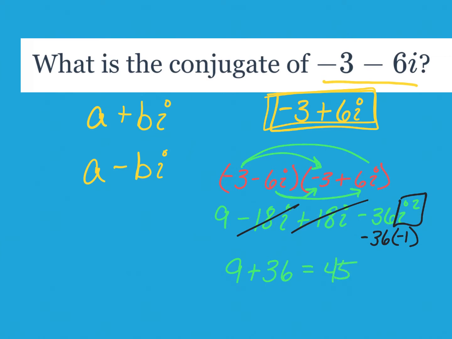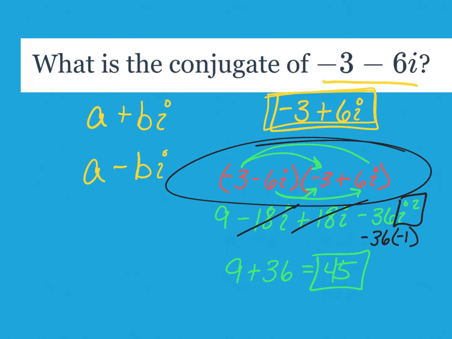So the number 45 doesn't mean anything to us on this one. It's just the fact that when you multiply a number times its conjugate, you're going to eliminate your i values. And by the way, that is the difference of squares relationship that we see there. Plus and minus the b value. That's how we would get rid of i values.